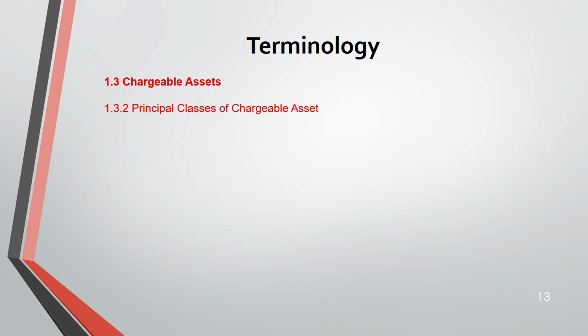Now, what are the classes of chargeable asset? Land and buildings, shares of companies. Remember, land and buildings, shares, goodwill, all these are your capital assets. Income tax is not charged on these. When you're selling land and buildings, your shares, or goodwill, they are your chargeable assets. You pay capital gains tax on them.